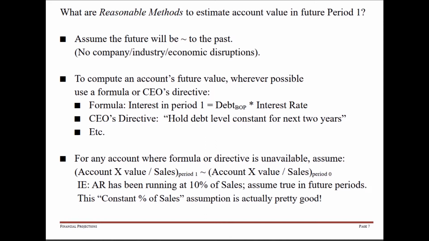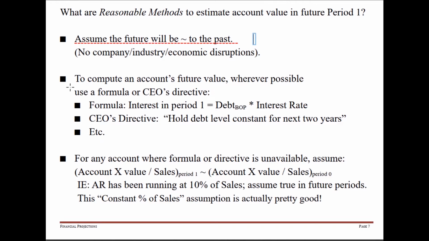So what do I mean by reasonable methods? Well, for now, this is not always true when we get more advanced, but for now, we're going to assume the future sort of looks like the past. Company's been growing by 10%, it will continue to, something like that. It's not jumping into a new market, no new products. It's not cutting off a product line, and its industry is not being disrupted, etc.